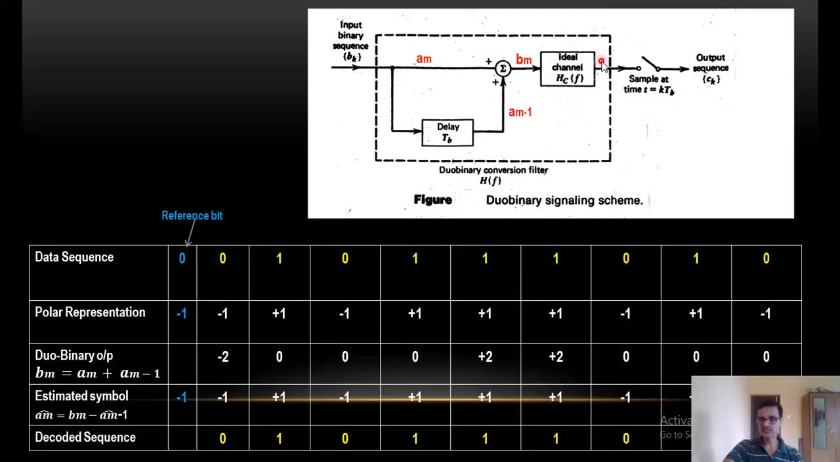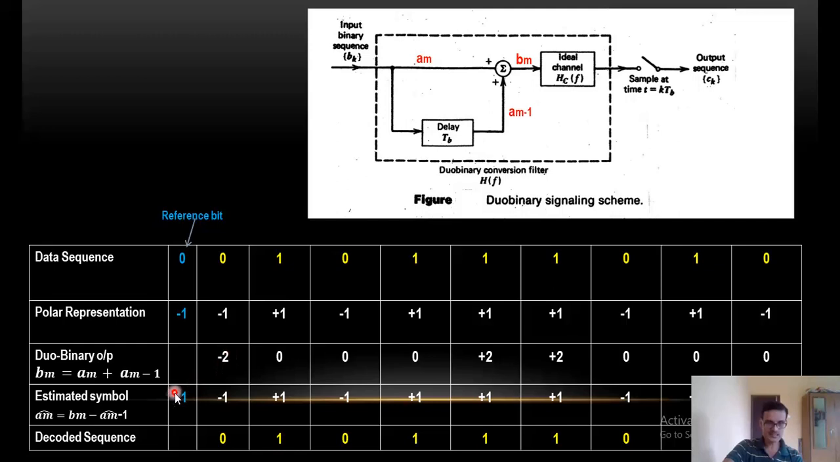Now, this signal is connected to the channel, it is transmitted at the receiver, and in the receiver we have to detect, as I told earlier, just a subtraction of the received symbol with the previous data. Previously estimated data will give you the current data. So that means estimated symbol, that is AM cap, is nothing but BM minus AM cap minus 1.